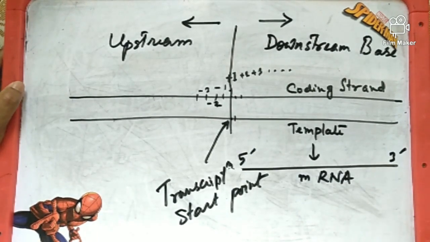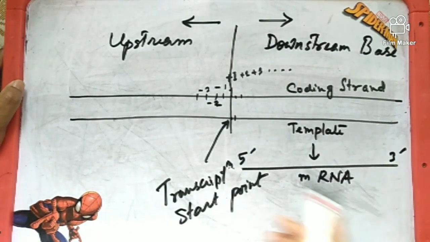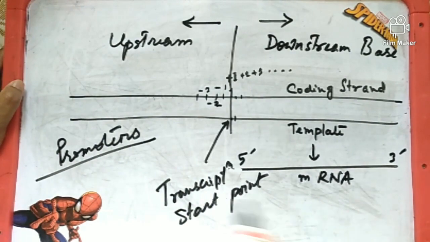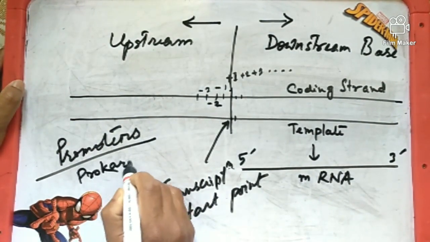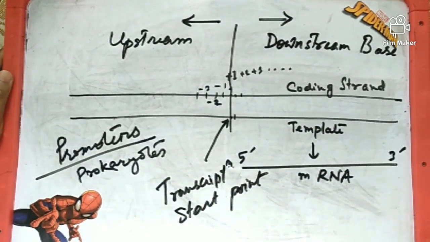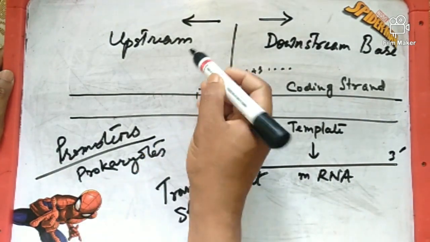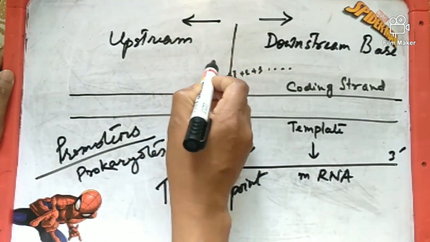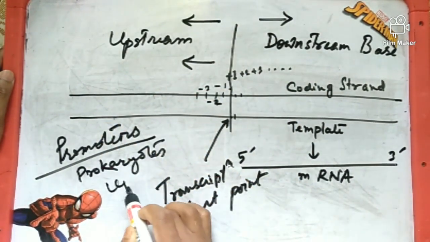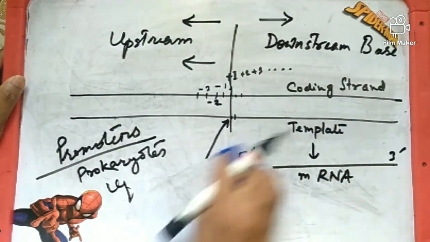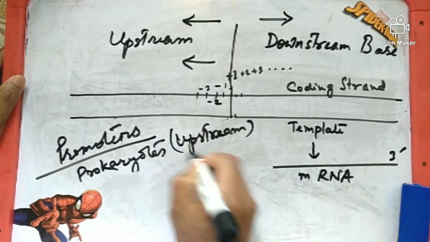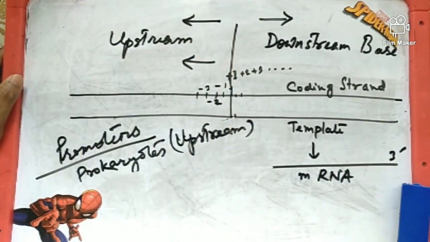So what happens with promoters for prokaryotes, that means bacteria, promoters in the genes of the bacteria? These promoters are exclusively located upstream, on the left side of the transcription start point. All the promoters of prokaryotes are upstream promoters, meaning they are located on the left side of the transcription start point.